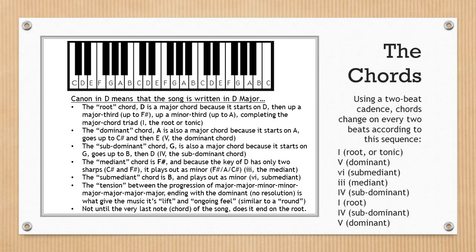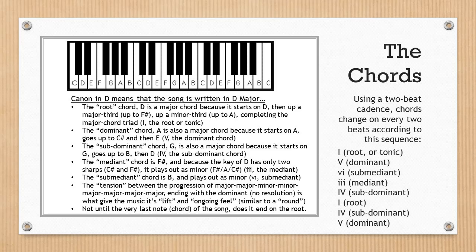And then the mediant chord is the F sharp, which is the third of the scale. And because we're in the key of D, only 2 sharps, this F sharp chord actually plays as a minor chord. And then the submediant chord, the B, so that is the sixth of the scale, is played out as minor, and this creates the tension.